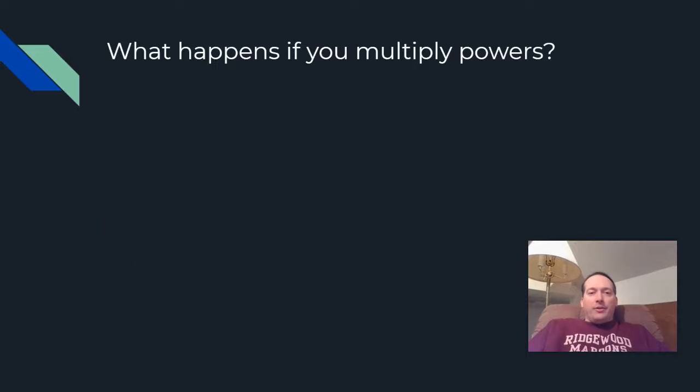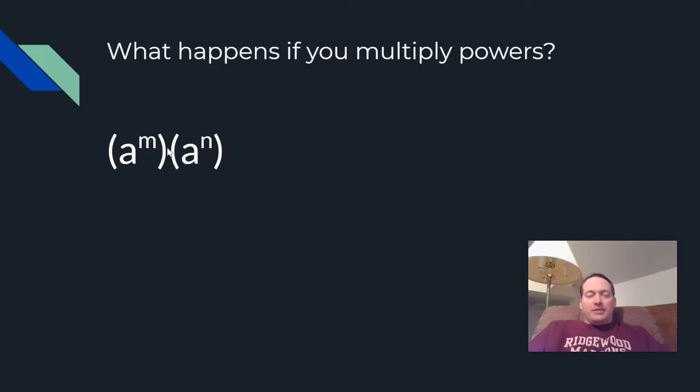So the actual algorithm for this, now we use just the variable a, and that just represents some kind of number. It could also be a variable in and of itself too. So anytime you're multiplying the same base with different exponents, it could be the same exponent, by the way, it doesn't have to be that, what you do is you just take a, that base, and then you add the two exponents together. All right, so a to the m plus n.